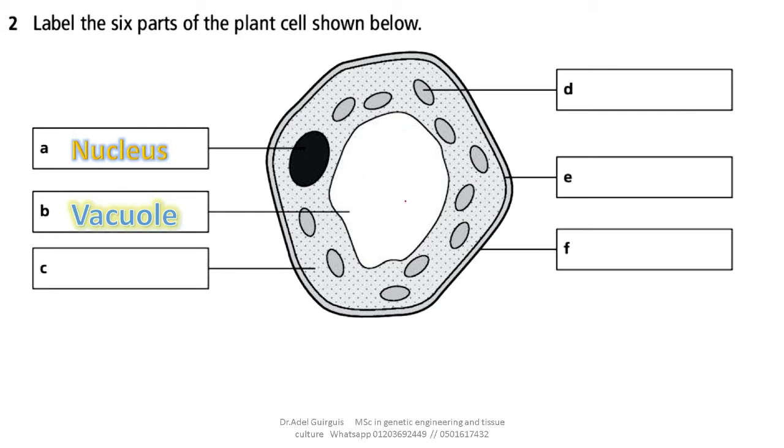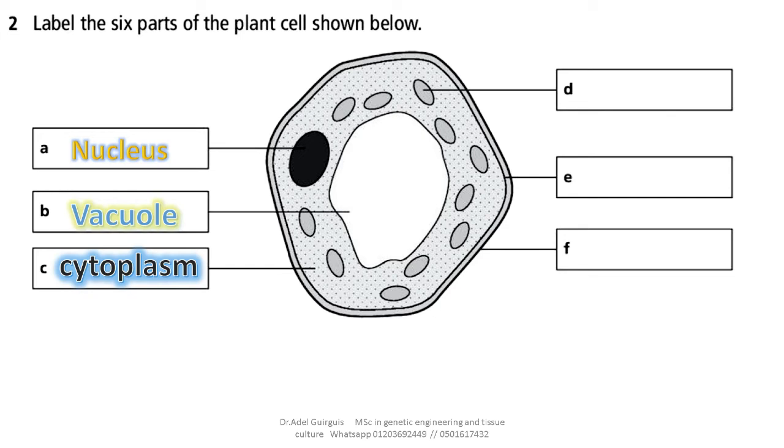Letter C, cytoplasm. Cytoplasm is the site of chemical reactions, all the chemical reactions that happen to keep the cell alive. All chemical reactions take place inside the cytoplasm. Also, the cytoplasm holds organelles, the structures inside the cell.